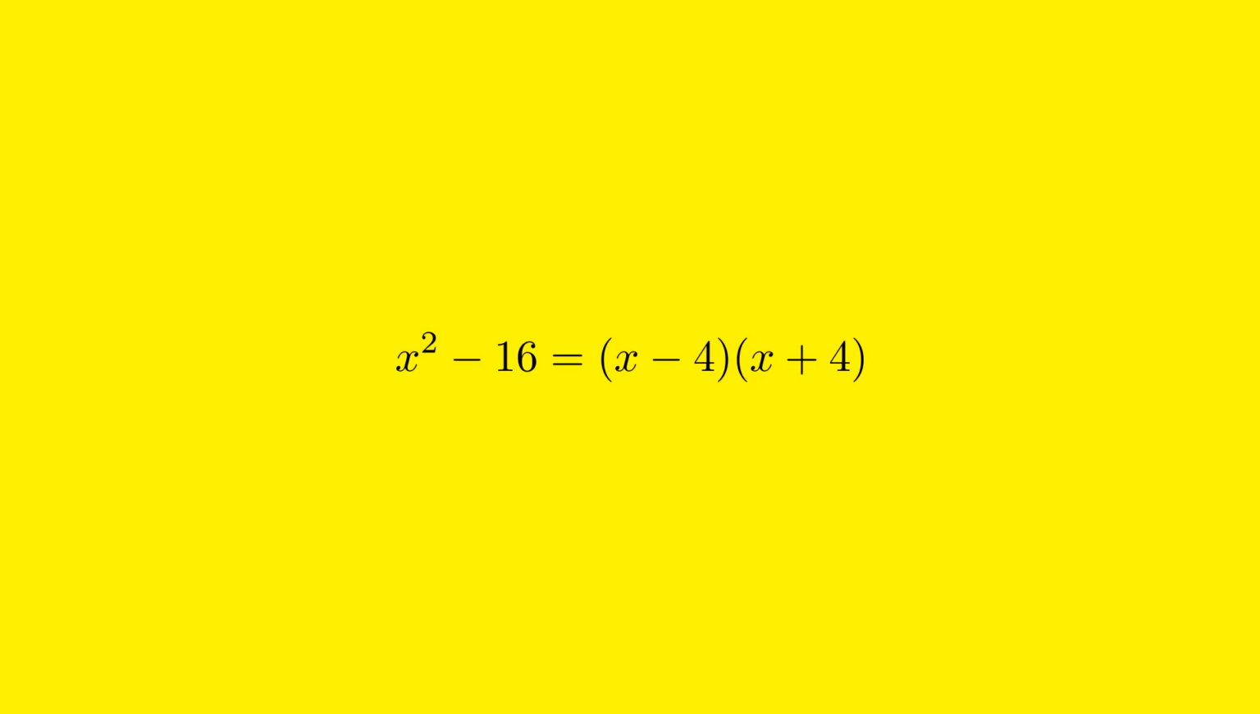The formula takes the form first term, in this case x, minus second term, in this case 4, times first term, which is x, plus second term, which is 4. Therefore, as the solution to the original equation x squared minus 16, we get x minus 4 times x plus 4 as our result. Thus, the correct answer is option B.